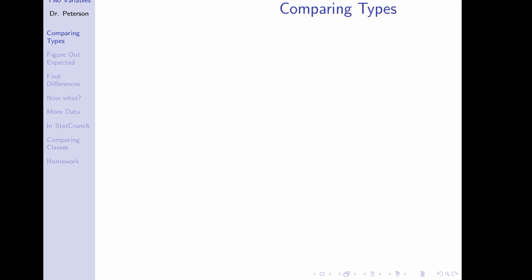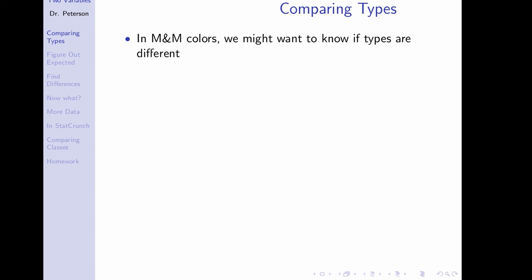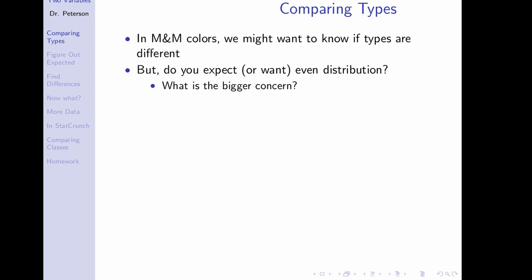Let's talk now about comparing different types of these same distributions. So in the M&M colors example we looked at before, we might want to know if the types are different. That is, maybe our regular M&Ms and mini M&Ms have different colors. But do you expect or want an even distribution in each?